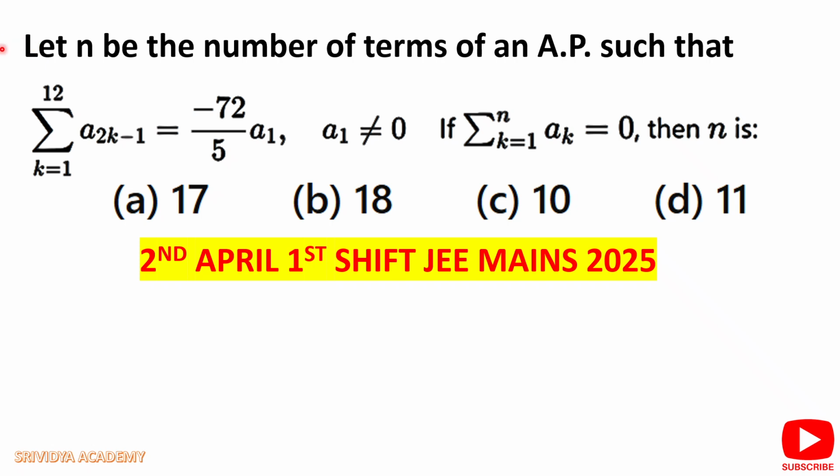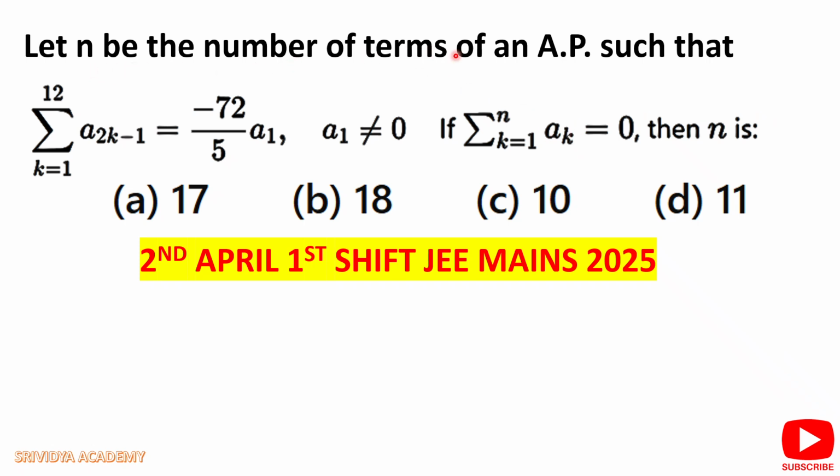This is not just any arithmetic progression question. This appeared in JEE Mains 2025. Can you find the number of terms when alternate terms sum to a multiple of the first term and the total sum is 0? Let us solve this smartly in under 2 minutes. First, let me read the question.